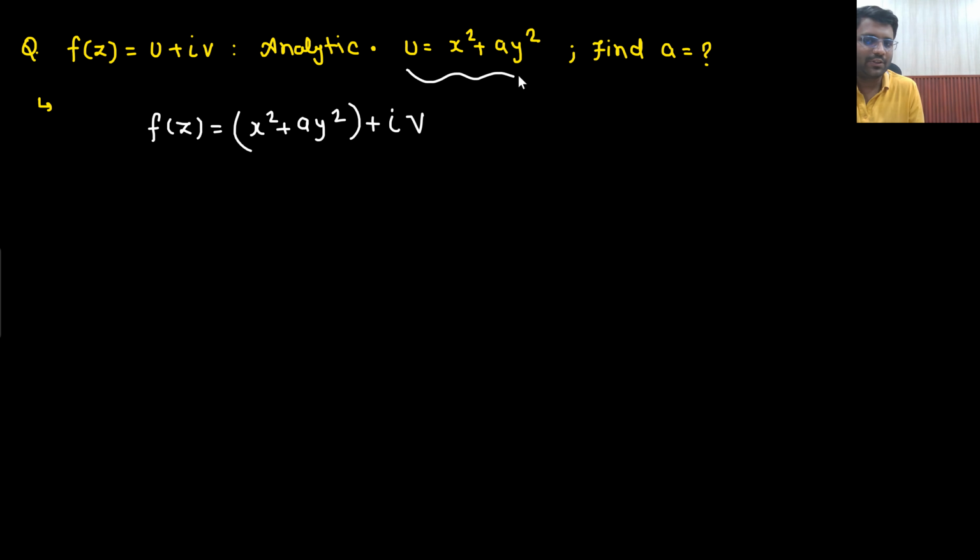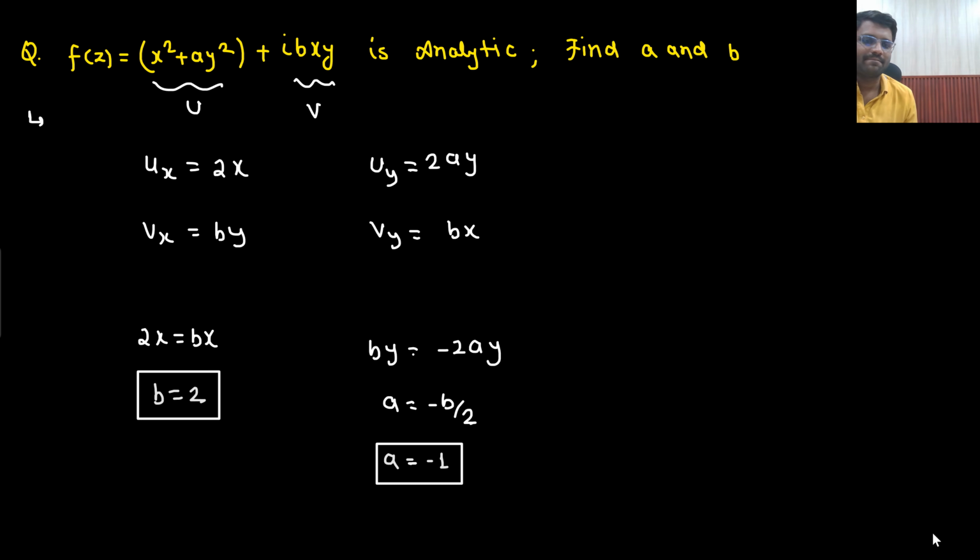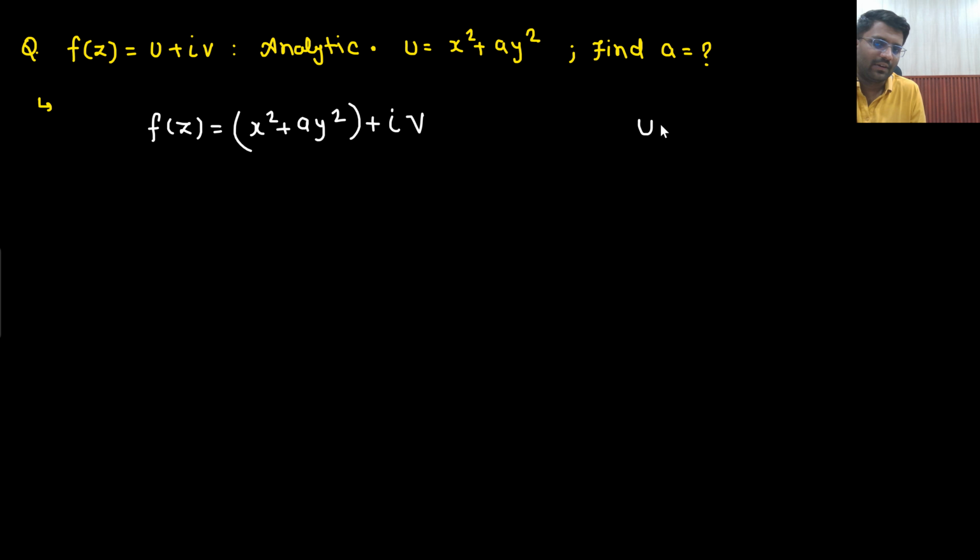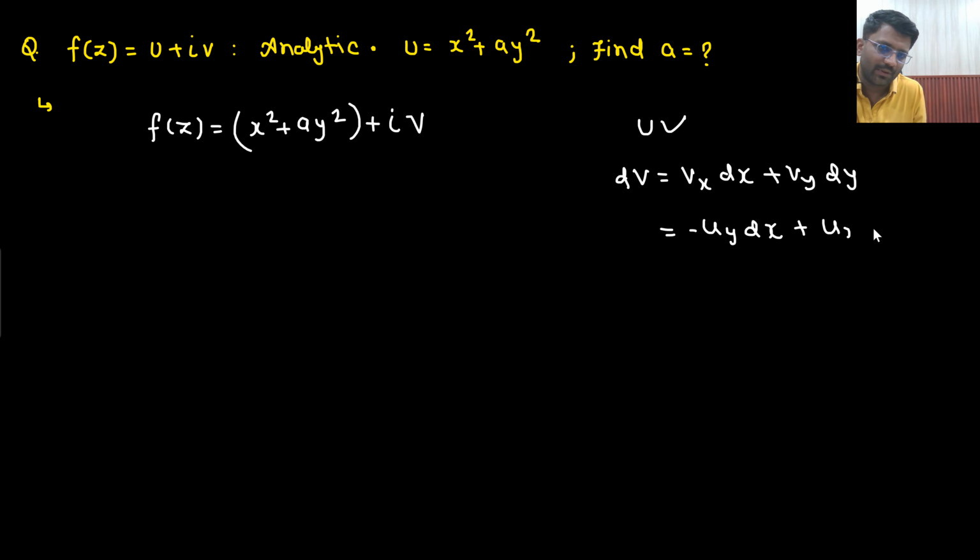Someone would say, sir, if I have the expression of u, then I can find the expression of v, and then I can solve in this manner. Sir, u is given. Can I find v? Yes, sir. It would be vx dx plus vy dy. Sir, this would be equals to minus uy, and this will be equals to ux. So I know these values, and from here I can find the value of v. Sir, uy is given, the partial differentiation of u with respect to y. This will be minus 2ay dx plus 2x dy.